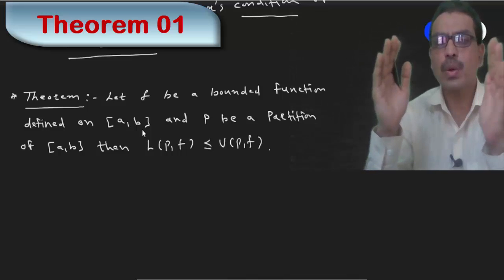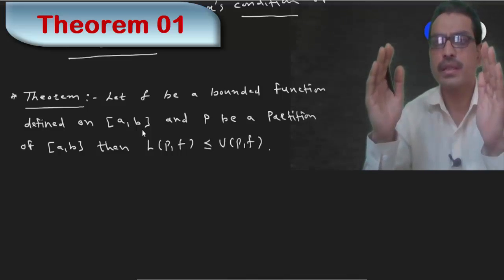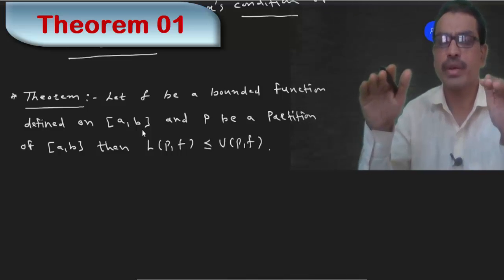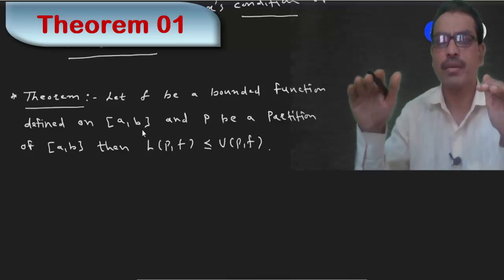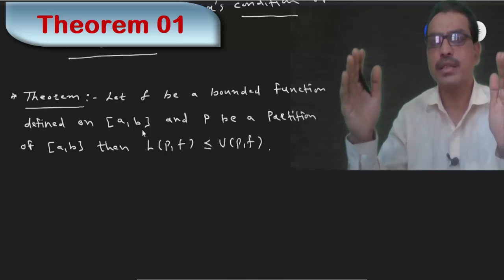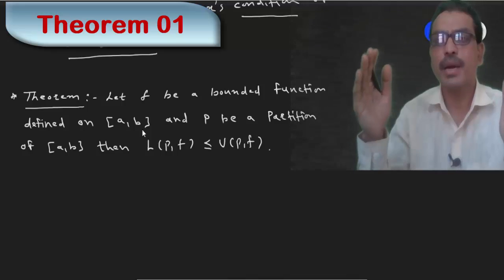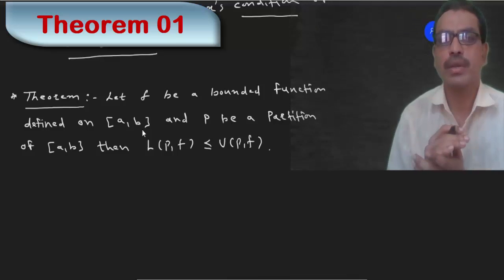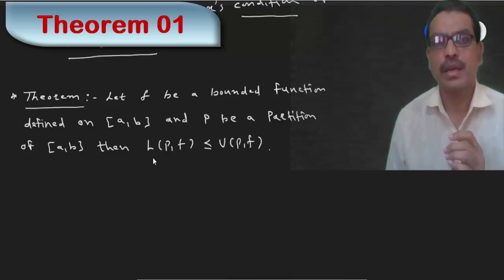defined on the closed interval [a, b]. That is, this function has an infimum and supremum, that is, a greatest lower bound and least upper bound. That is, this function is bounded between infimum and supremum. And P is a partition of the closed interval [a, b]. Then to prove that L(P, f) is less than or equal to U(P, f). That is, lower Riemann sum is less than or equal to upper Riemann sum.